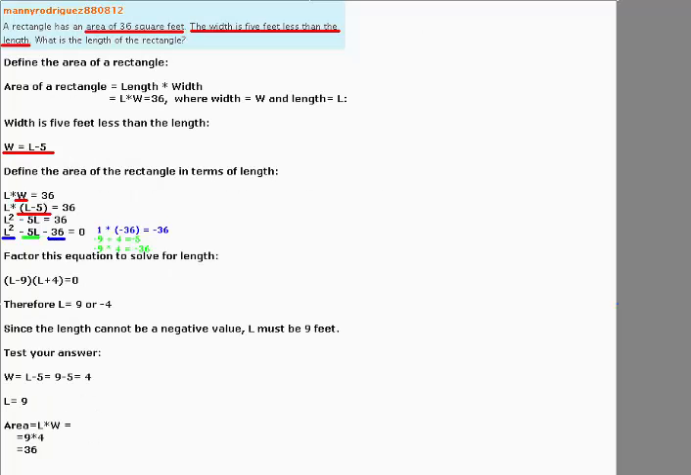So there you are, Manny Rodriguez 880812. The length of the rectangle is 9 feet.